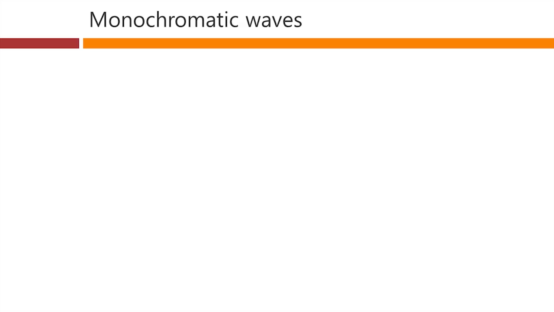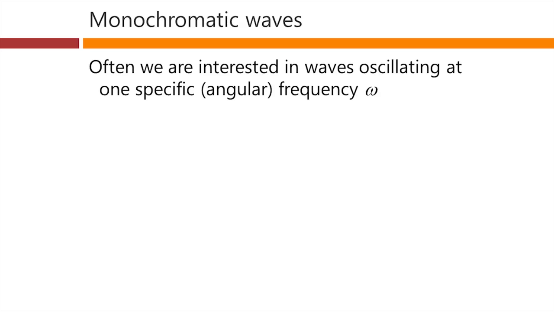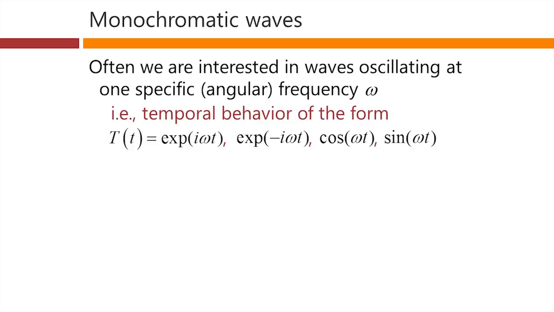Now, very often we are interested in what we call monochromatic waves. That is, the situation where the waves are oscillating at one specific angular frequency, omega. So we're saying the temporal behavior of the wave is of the form some function capital T of small t, which could be e to the i omega t, it could be e to the minus i omega t, it could be cos omega t, it could be sin omega t, or indeed any combination of these.